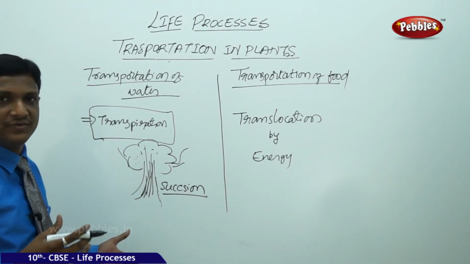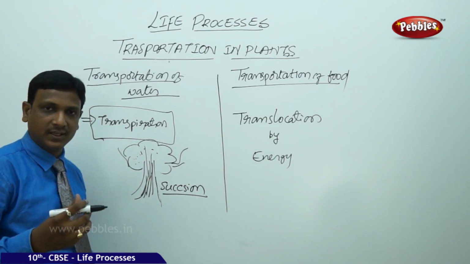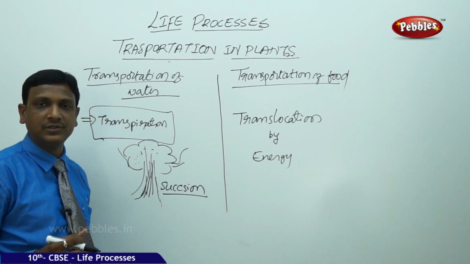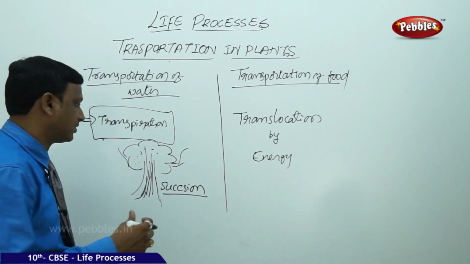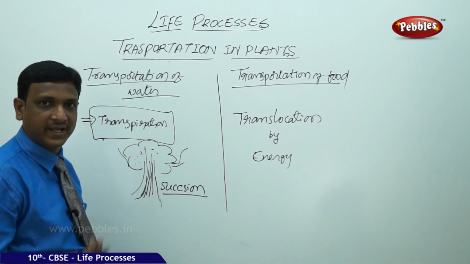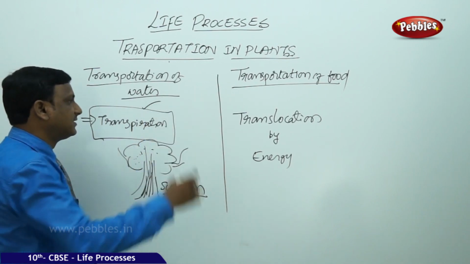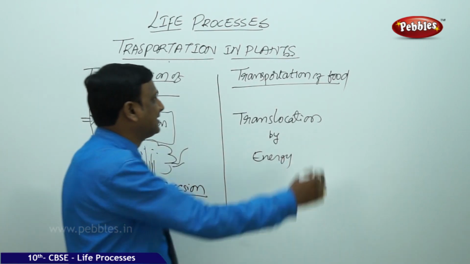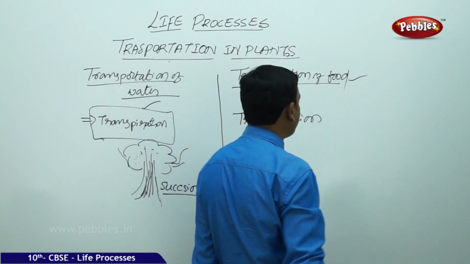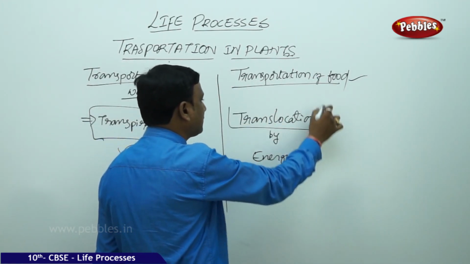So this is a kind of physical force, and there are some other forces also, the binding force between the water molecules, the cohesive forces and other forces also, they drive the water to travel up. But here the transport of water is only one direction, unidirectional. So this is achieved by simple physical forces. The second task, transportation of food, is not achieved by the simple physical process. The second part, the transport of food, is called translocation.